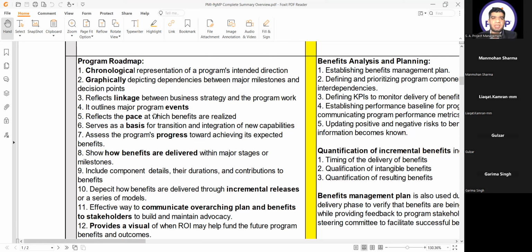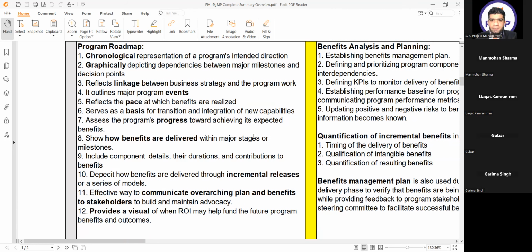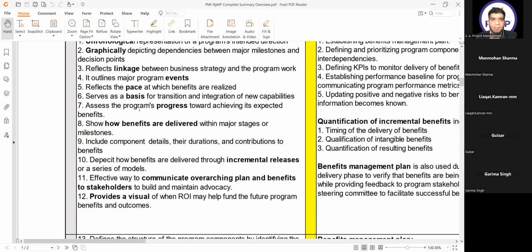It outlines major program events, reflects the pace at which benefits are realized, serves as a basis for transition and integration of new capabilities, assess the program's progress towards achieving its expected benefits, show how benefits are delivered within major stages or milestones. Whenever you get the words milestones, pace, progress, it is technically or logically the same thing.